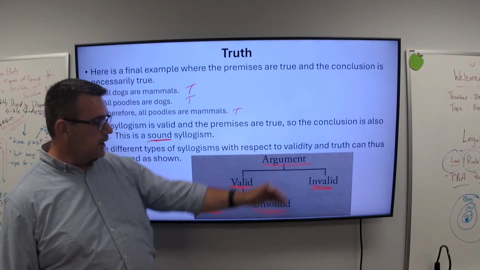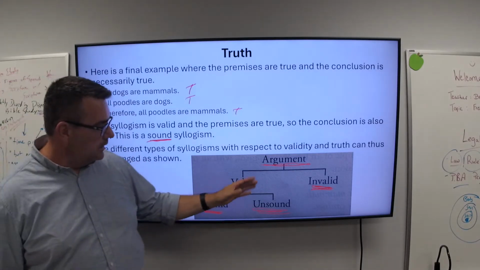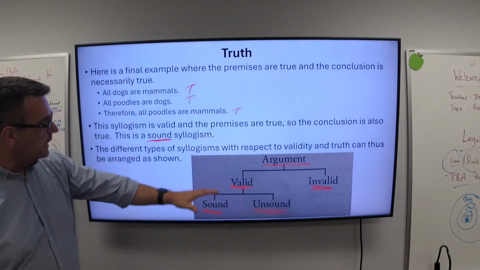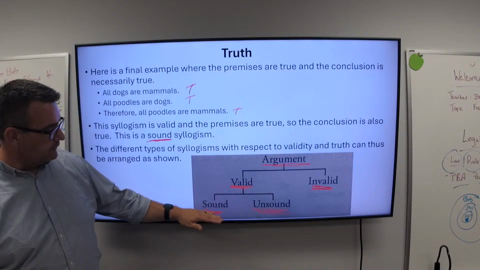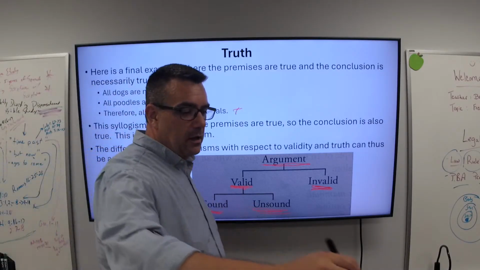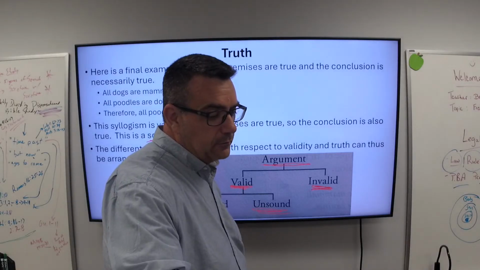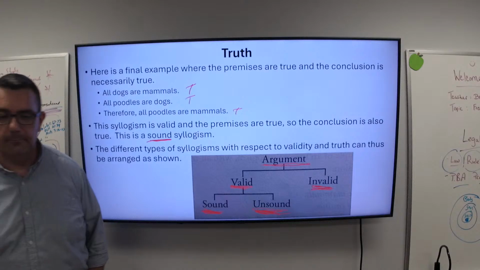So we have whatever argument it might be, this thing about poodles being mammals. We first determine validity. Okay, yep, it's valid. Once we determine validity, then we have to determine the truth of the premises, etc. And then we determine, by doing that, whether the argument is sound versus what? Unsound. Okay?